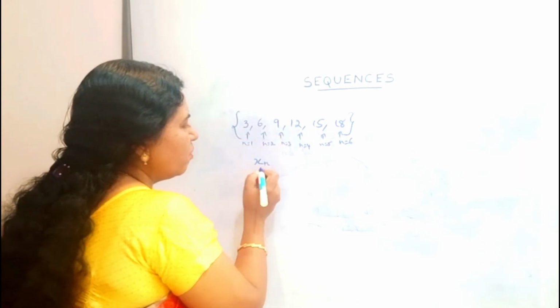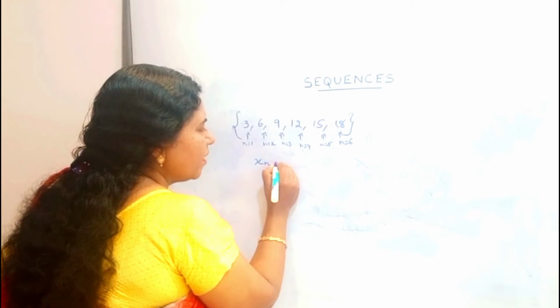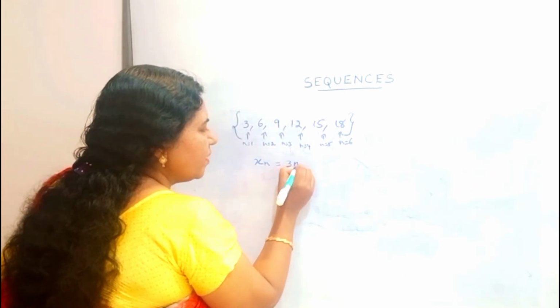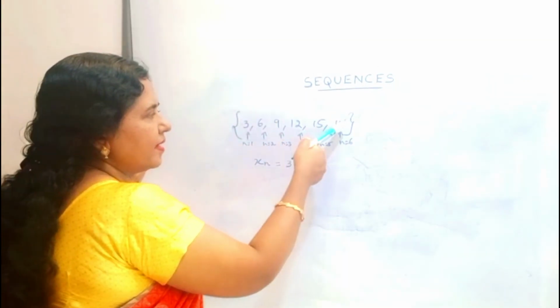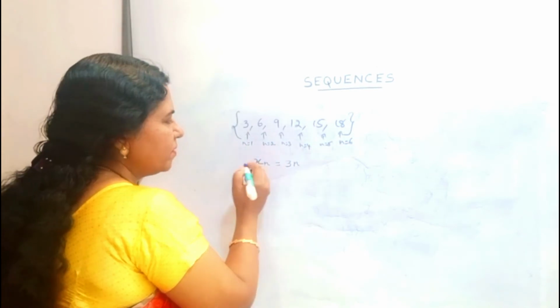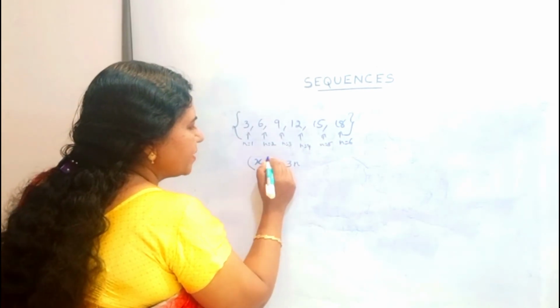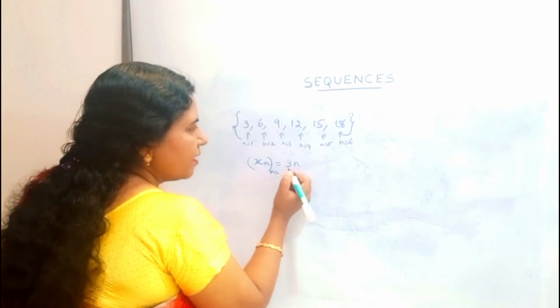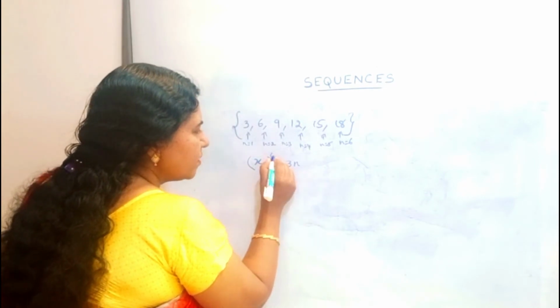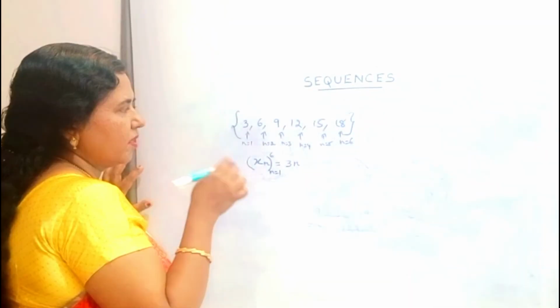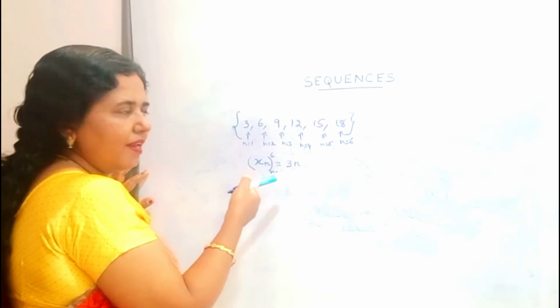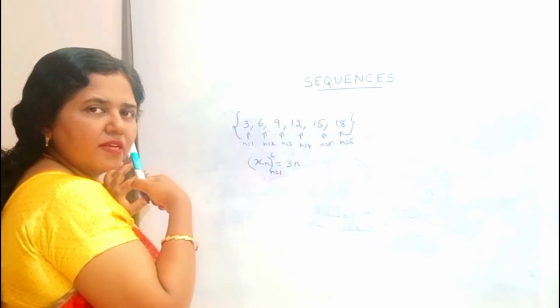So what we can do? We can write xn equal to 3 into n. And here there is a limit. It is still n is equal to 6. So we can write down xn for n is equal to 1 to 6, it is equal to 3n. So now this is the general expression corresponding to this sequence.